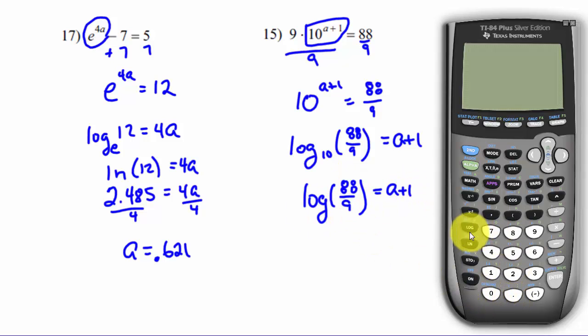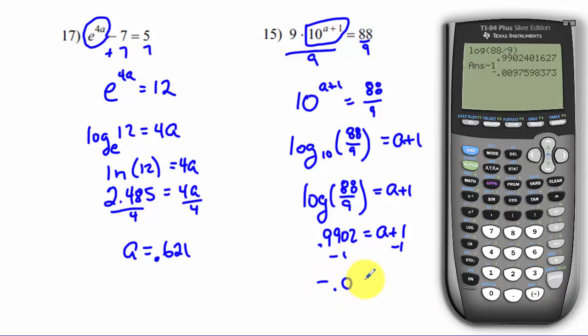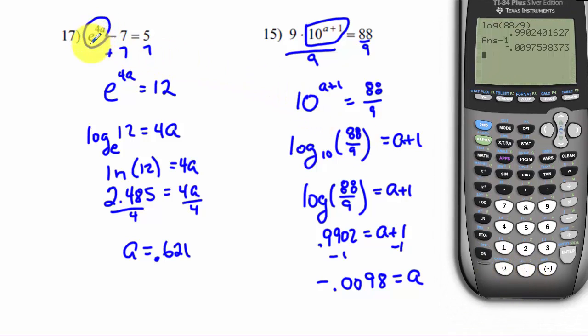Now we can calculate this. So log of 88 ninths. And we get 0.9902. And we can subtract 1. So we're going to subtract 1 from that. And we get negative 0.0098 equals a.